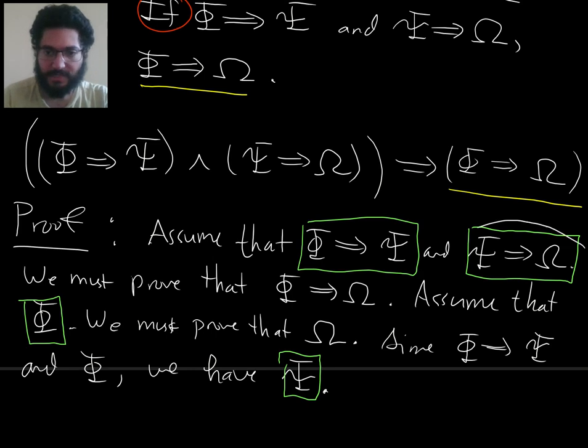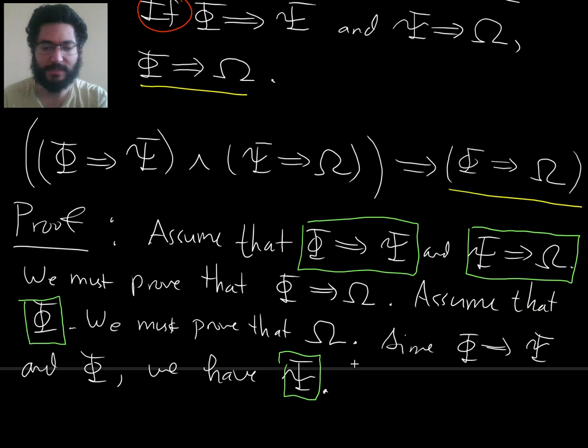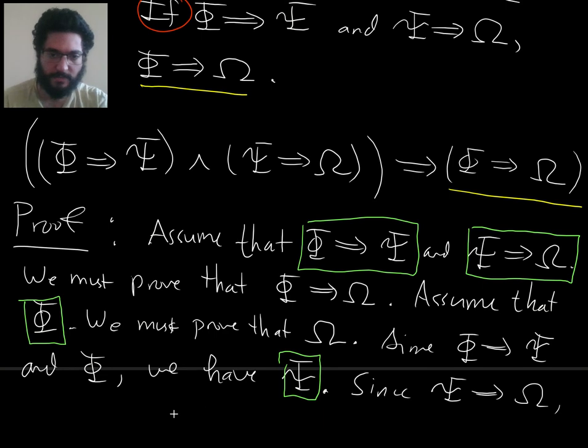Well, I haven't used this implication yet, and modus ponens says if I know the hypothesis is true, then I can deduce the conclusion. And that's what I need, right? So it looks like we're finished. So another application of modus ponens. Since psi implies omega, and psi, we have omega. And we've now reached what we needed to reach, right?